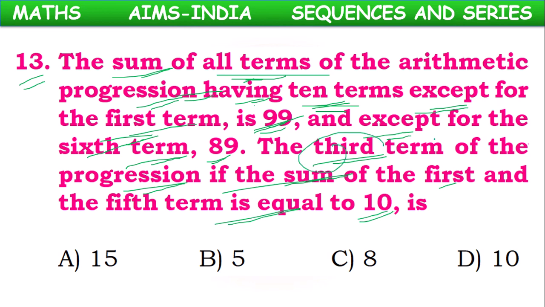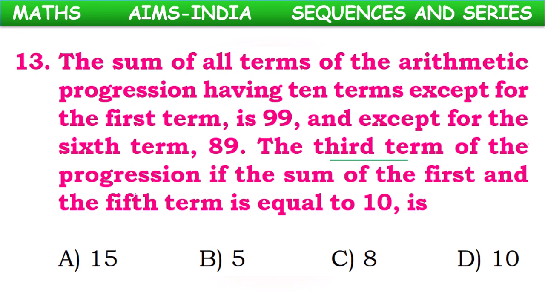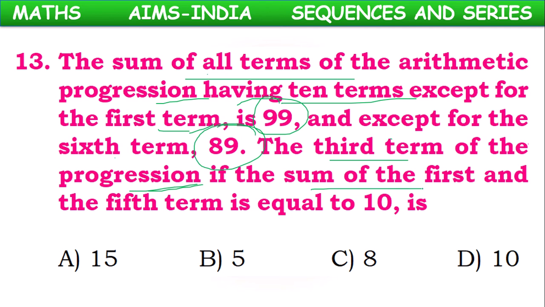We have to find the third term of the progression, but for finding it, they have given some hints. The sum of all terms of the progression having 10 terms except for the first term is 99, that is one hint. Except for the sixth term 89, second hint. Sum of first and fifth term equal to 10, third hint. Based on the three hints, we have to find the value of the third term of the progression.